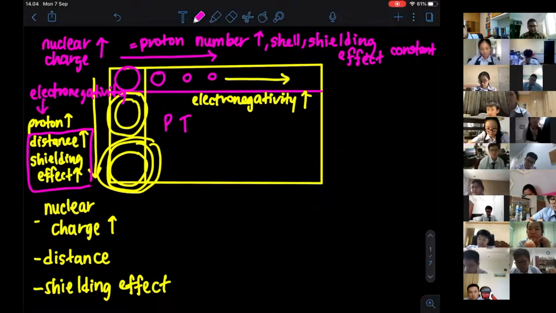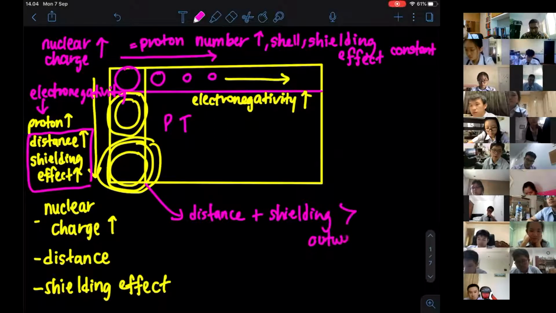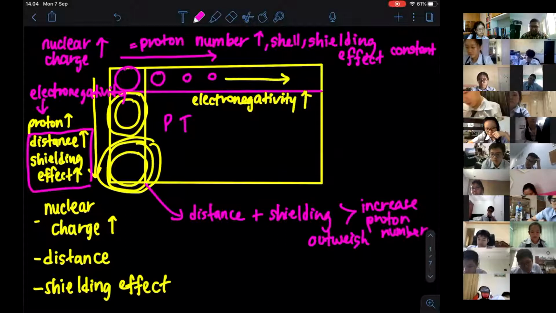My electronegativity decreases. Why? Because the increase in distance and shielding effect will outweigh the increase in proton number. So that makes the attraction of the nucleus, or the protons, to attract the electrons weaker.